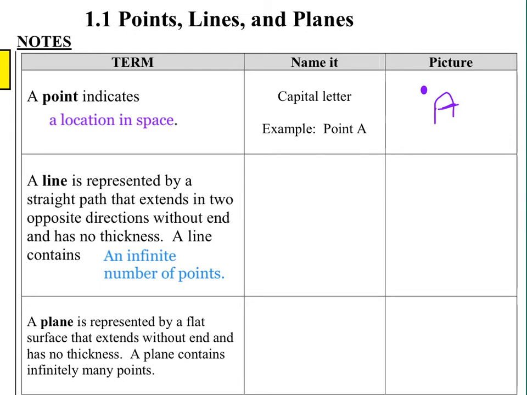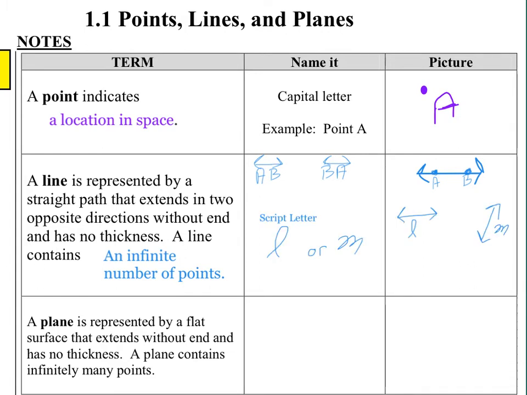When we look at lines, we have a couple different ways that we can name them. We can name a line by listing two of the points that are on that line, and it doesn't really matter what order we give those in, and it doesn't matter which 2 points we pick as long as we pick 2 points that are on the line. The other way that we can name a line is by using a script letter. So here you can see I have line L.